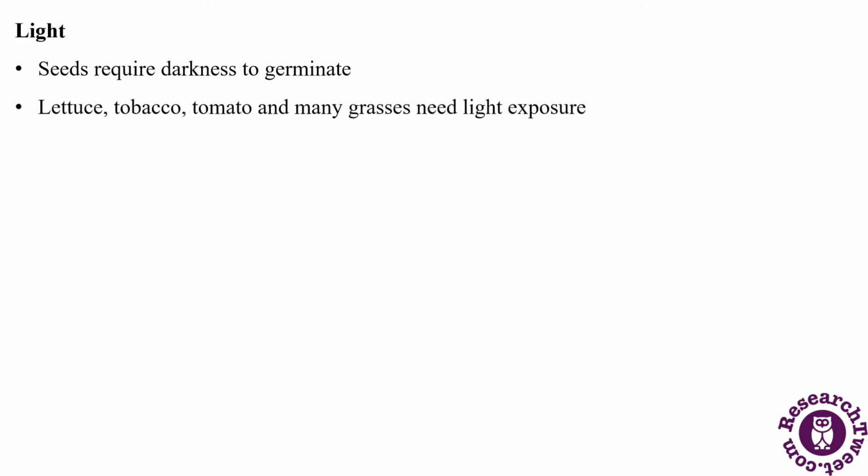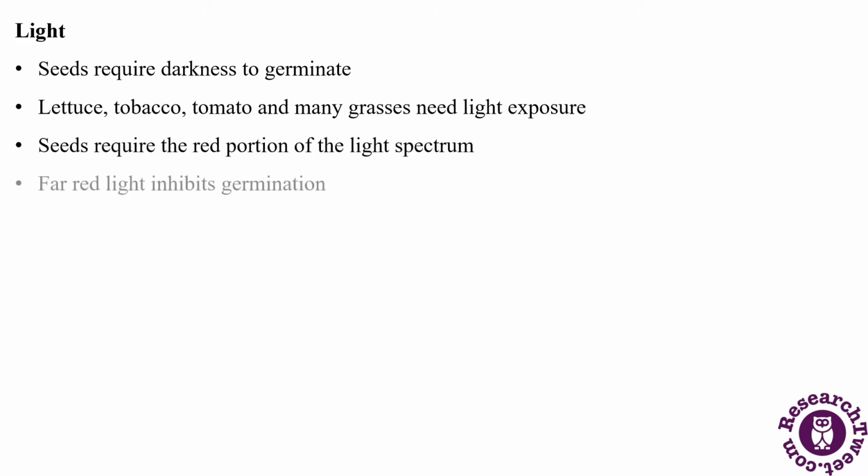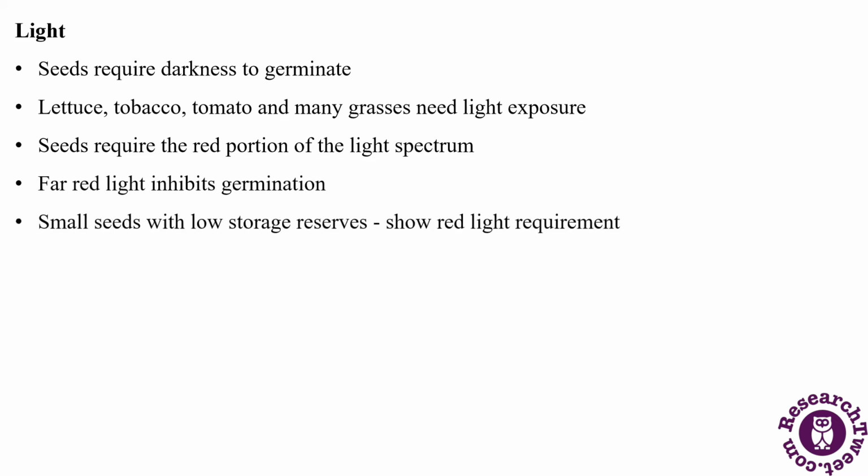Light. Generally, seeds require darkness to germinate. However, lettuce, tobacco, tomato, and many grasses need light exposure to germinate. These seeds require the red portion of the light spectrum, while the far red light inhibits germination. Many small seeds with low amounts of storage reserves, such as lettuce, show such a red light requirement. These seeds must not be buried below the soil so deeply that the light cannot penetrate.